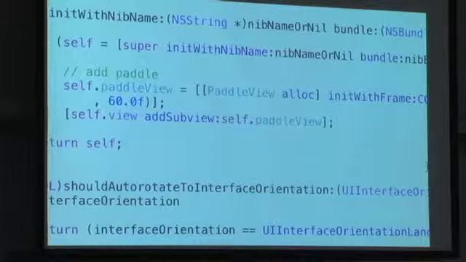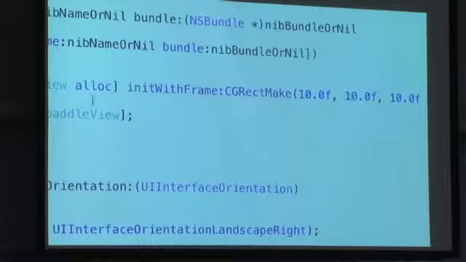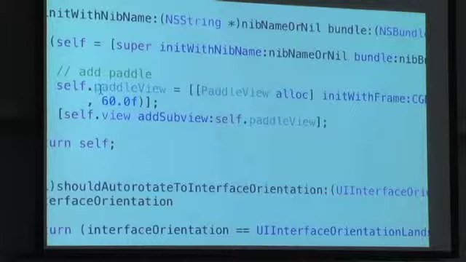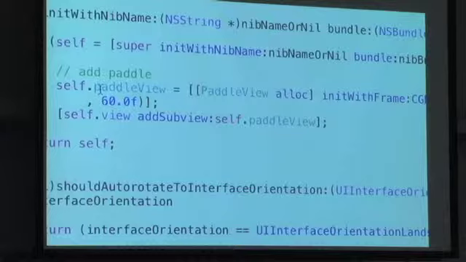And I'm giving it an init with frame message that's saying 10 by 10 by 10 by 60, which is just giving it a region of the screen to operate within. And then I'm effectively having it draw itself within that region, a sliver of the screen on the left-hand side. And then what is the second and final line there doing? Self.view, add subview?